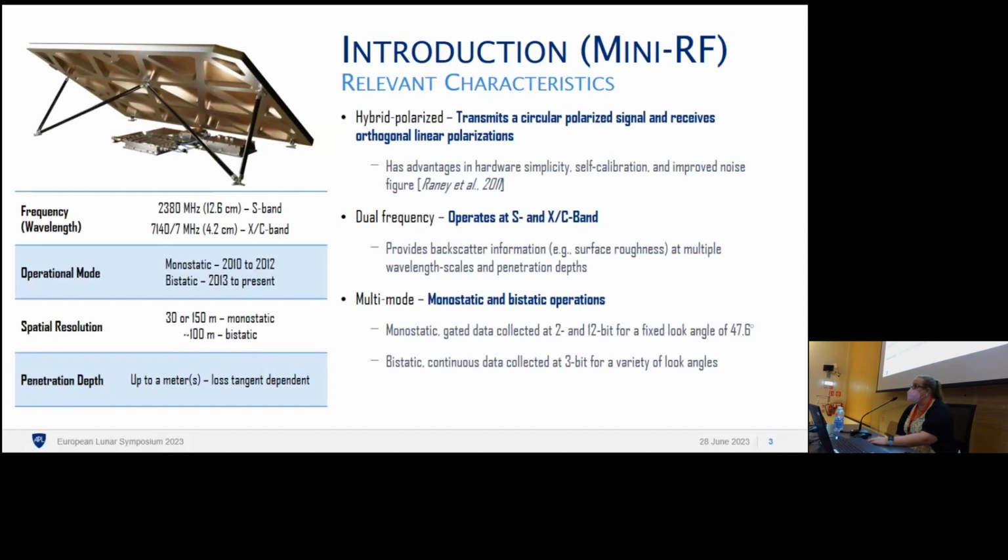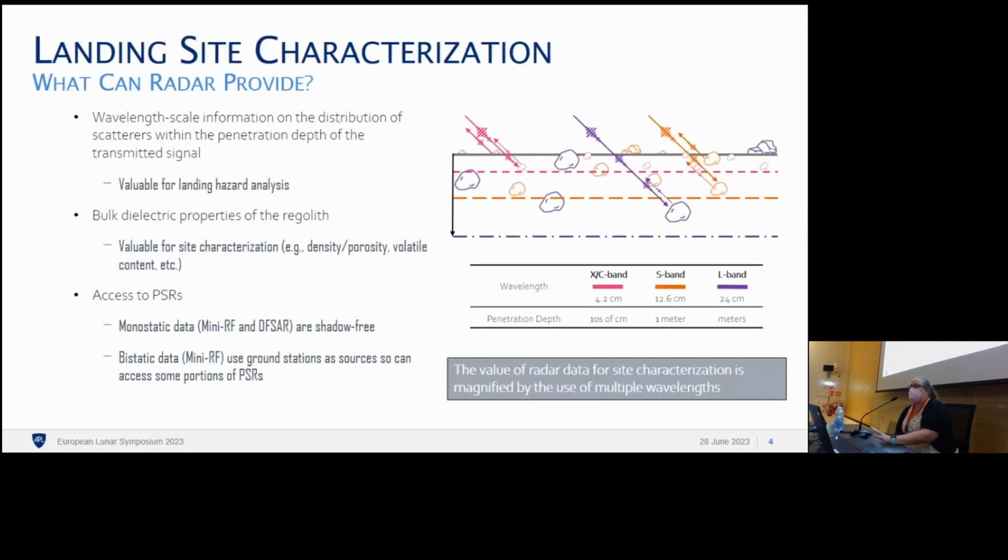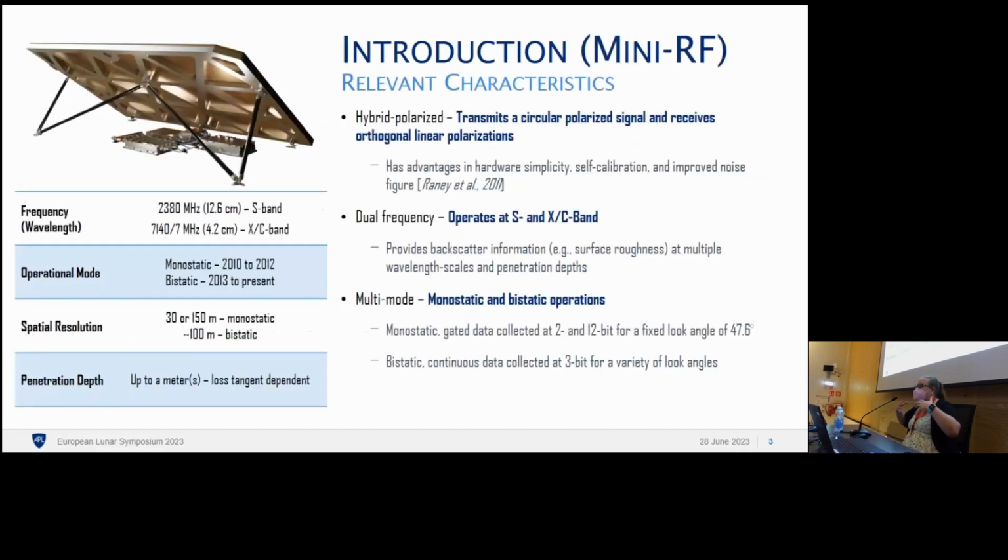We have operated in 2 different configurations. We started out as a monostatic radar, which meant the radar transmitted and received the data. Unfortunately, a few years into the LRO mission, our transmitter died. Since then, we have been operating in a bistatic configuration where we use ground-based radars on Earth to transmit a signal to the moon and receive the backscatter at the spacecraft. Our 2 wavelengths give you information about the surface and also integrated information down to about a meter or so into the surface of the moon.